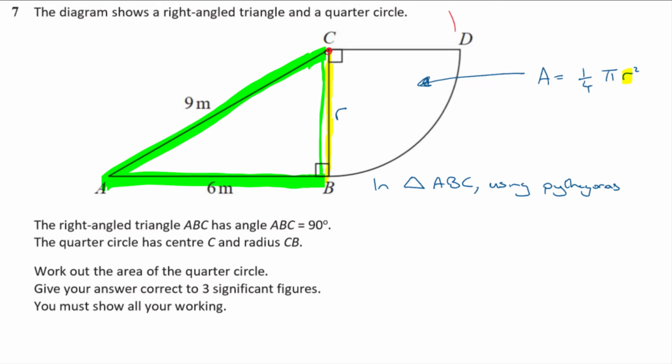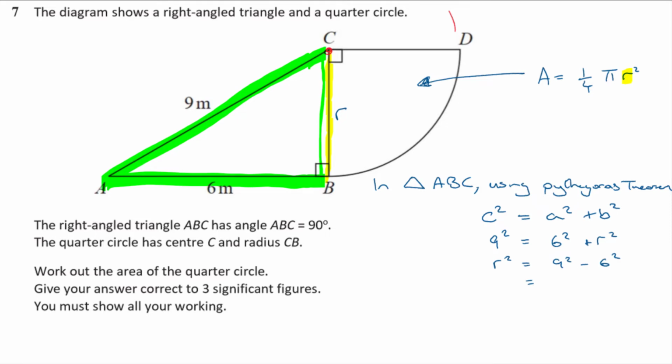Pythagoras theorem to work it out. Okay, now Pythagoras theorem says c squared equals a squared plus b squared, which in this case I've got 9 squared equals 6 squared plus r squared. Now to find r squared, I just need to rearrange that, don't I? So r squared is 9 squared minus 6 squared.